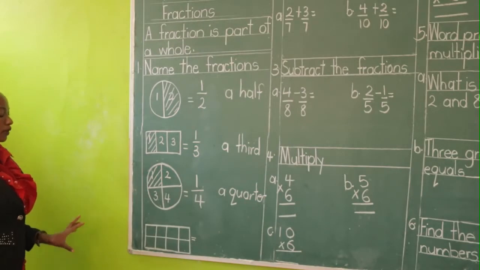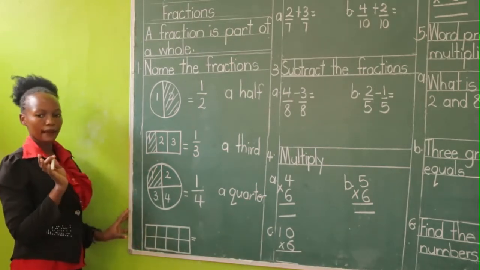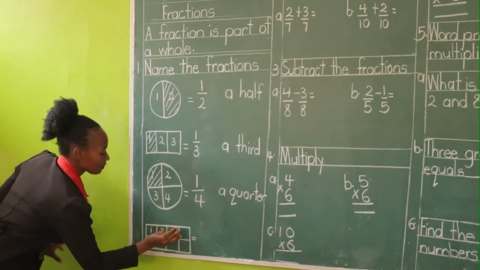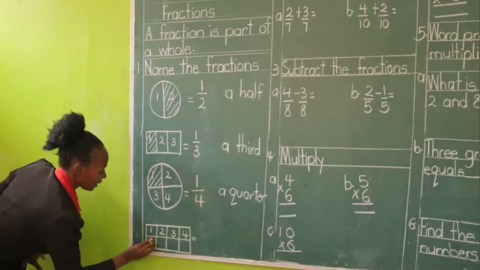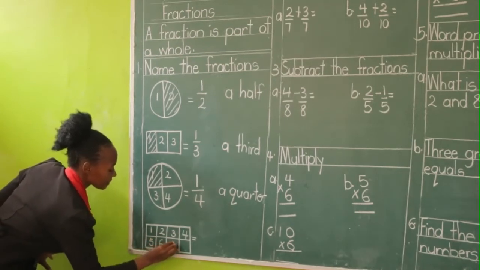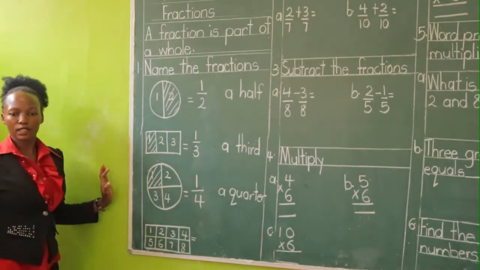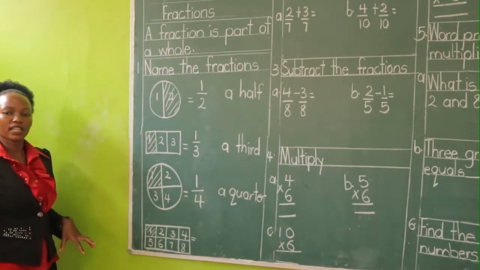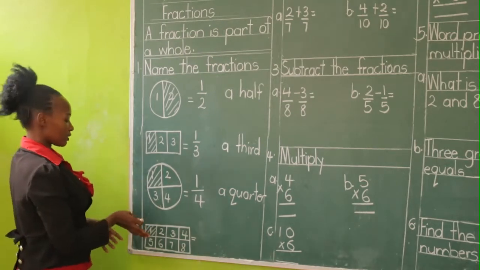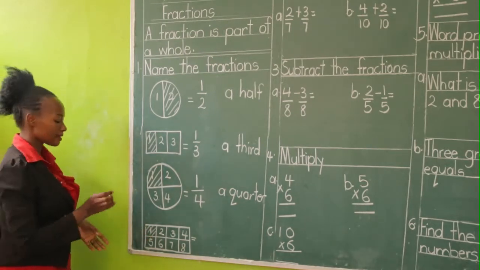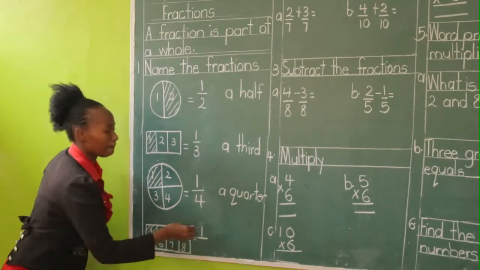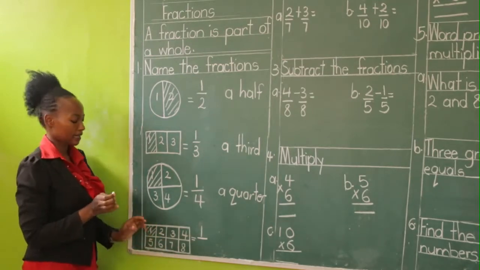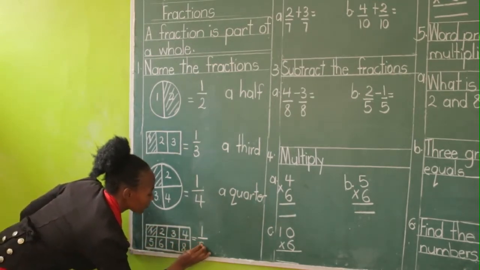We have the next one. We have this fraction here. Let's first count the parts here. 1, 2, 3, 4, 5, 6, 7, 8. There are 8 parts. If I shade one part and I want to name this fraction, I may use the figures. I write 1, the shaded part, out of all the parts, and we've seen our parts are 8. I write 1 out of 8.